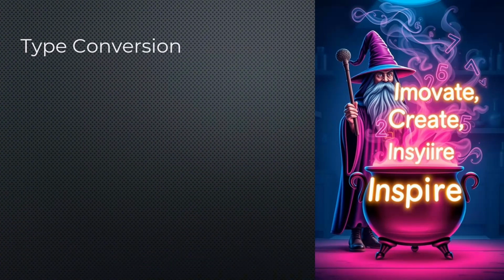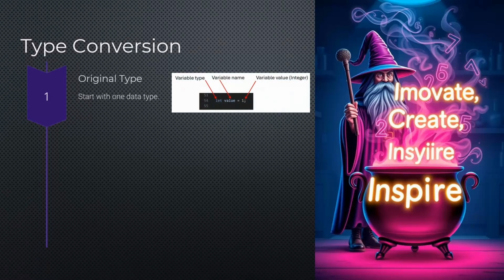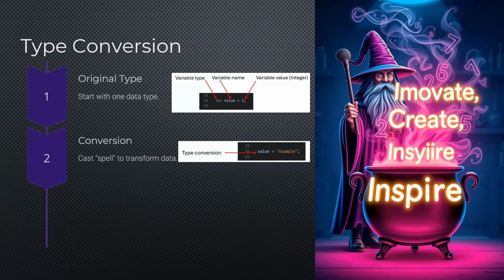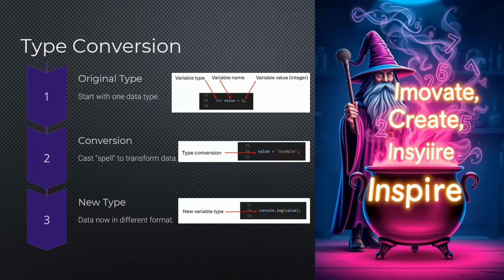Type conversion. Here you start with an original type. This is the data type that is declared initially. In this example, I'm assigning variable value with the value 1. Next up, conversion. In this step, we use the variable name and assign it a new value. In this example, the value is updated with the string example. And lastly, new type. After updating the value of the variable, we can observe the change of the value by printing the value of the variable onto the console by writing the print statement in the code as such.